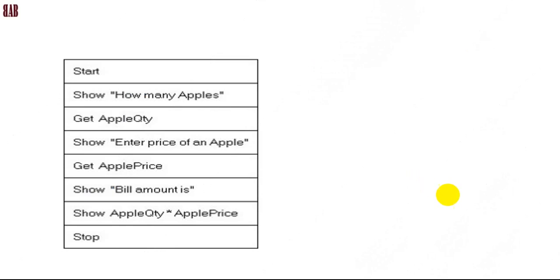So basically, there's a start, a show command to display this message, how many apples, and then get the values. So this will display on the screen. Therefore, we need a screen to write on because of the show statement, and then there is a get statement or even an assignment statement. If it is there, you need those variables. So here we are using a variable called apple QTY, or quantity. So we need a variable for that. So apple QTY, we have a variable.